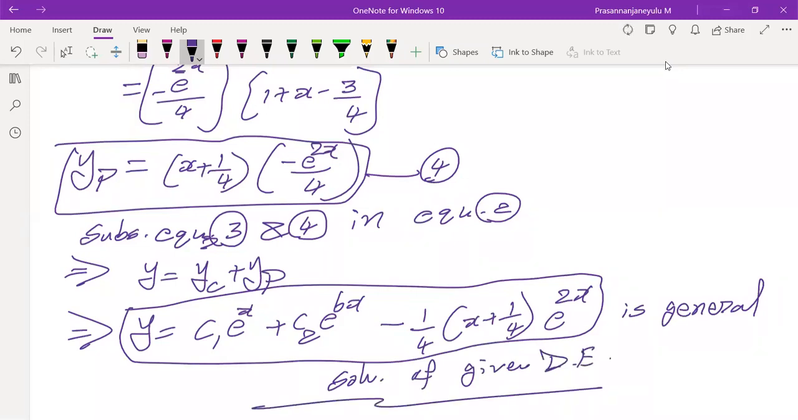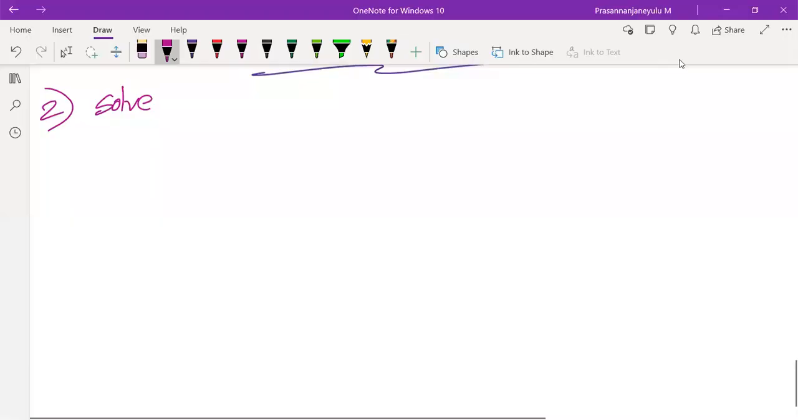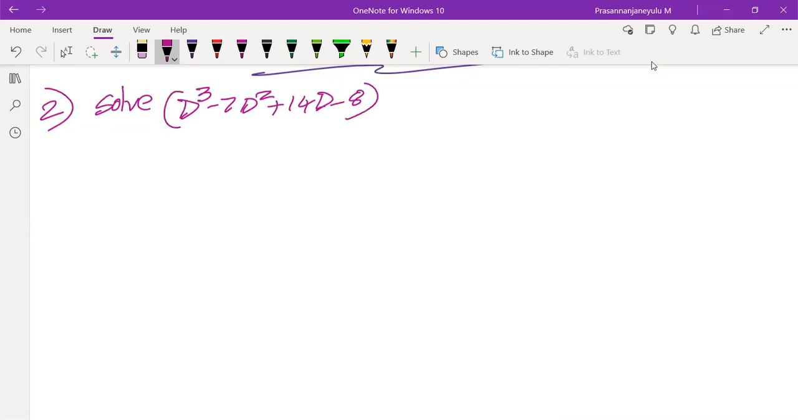It is a type 4. D cube minus 7D square plus 14D minus 8 of y equals e power x into cos 2x. Now you people have to find out the roots and tell me fast. Find out yc, the complementary solution of the given DE.